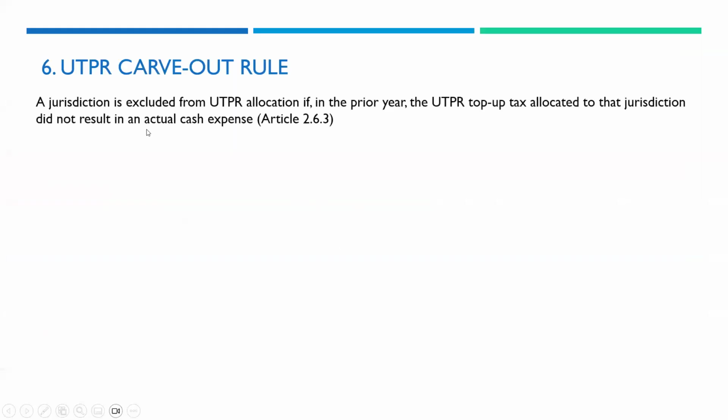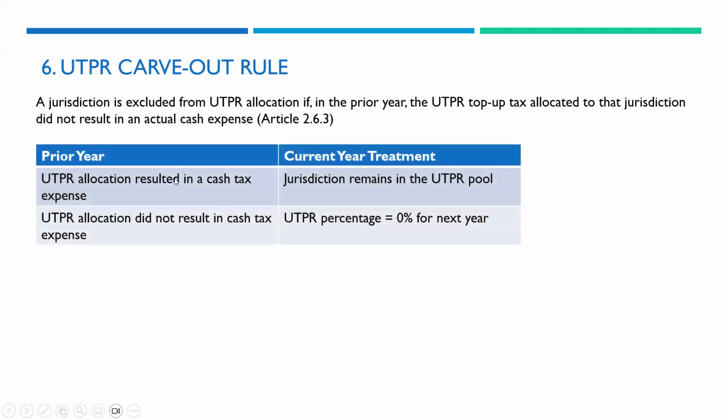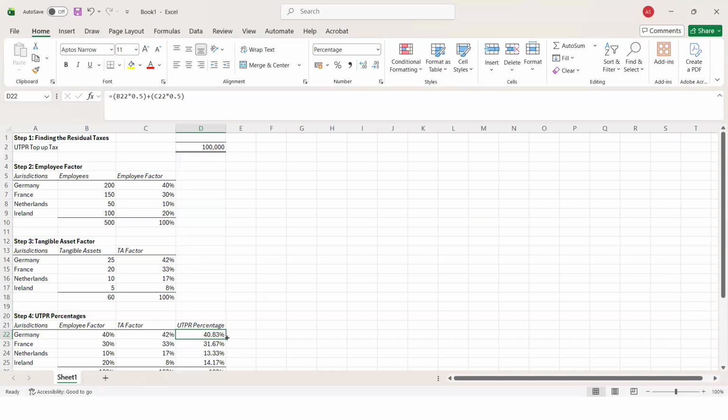Now, what does it mean? A jurisdiction is excluded from the UTPR allocation if in the prior year the UTPR top up tax allocated to that jurisdiction did not result in an actual cash expense. Okay. Now, what does it mean? So let's say that your UTPR allocation resulted in a tax expense, then you remain in the pool. If in the last year it did not result in a cash expense, like this year, while this allocation is done, Germany did not pay because of their domestic tax rules or because of their loss, their financial position.